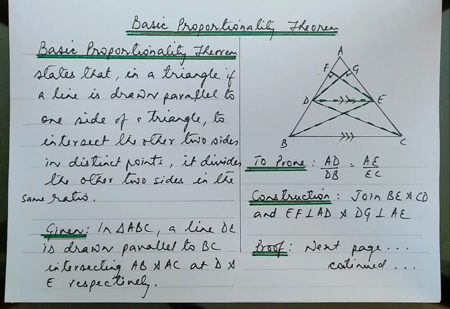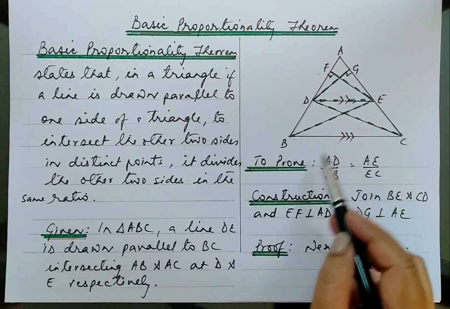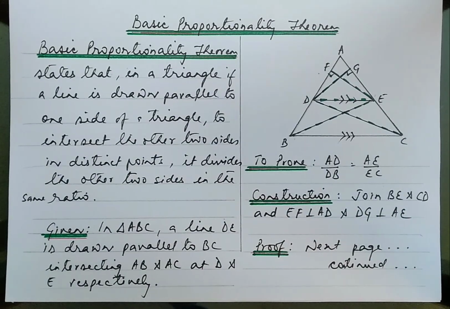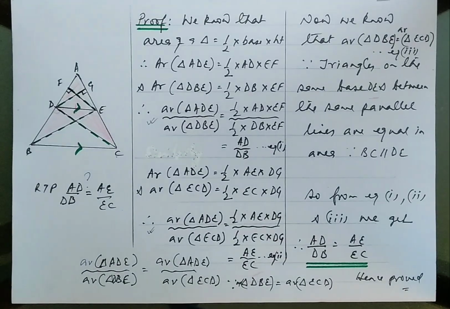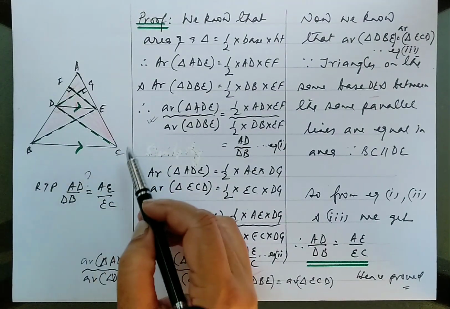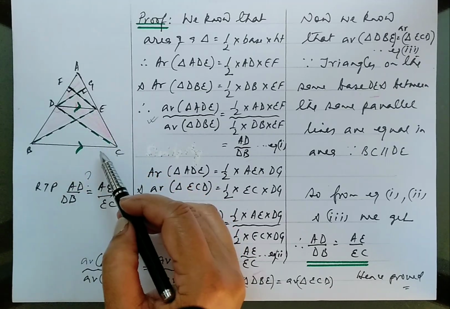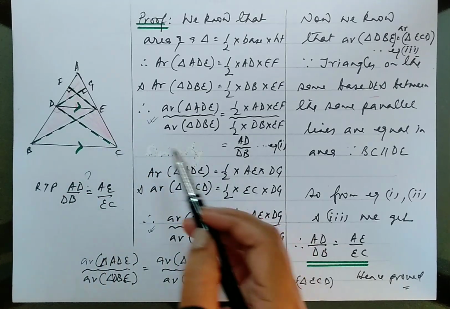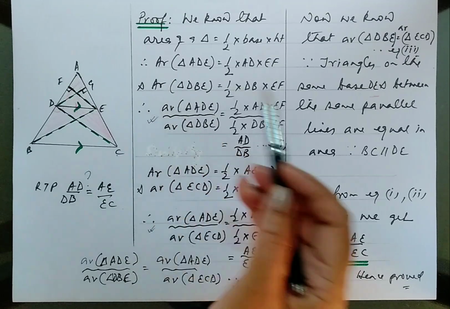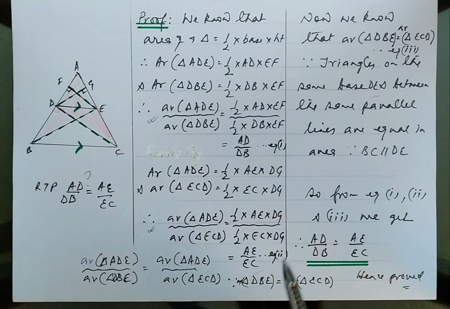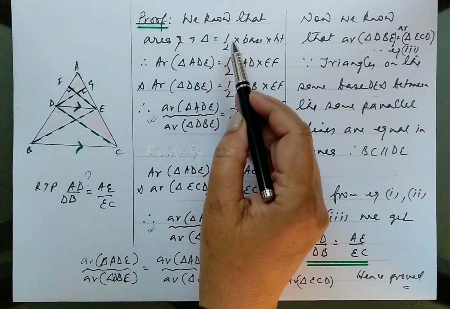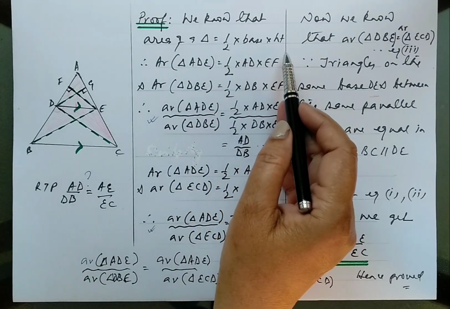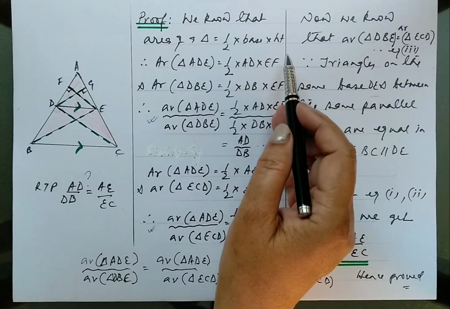Alright, now we need to prove this part of it. So how do we go about it? Let me explain. Now I have made a replica of the same diagram here so that it is easier to refer to it while we are proving it, right? So to start with, we know that the area of a triangle is calculated by half into base into height, isn't it? You must have done this formula.